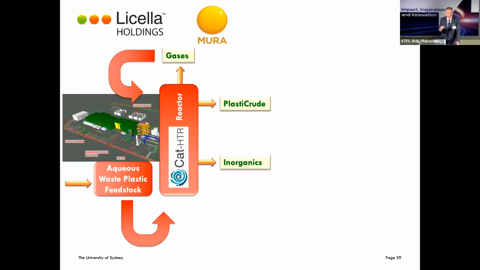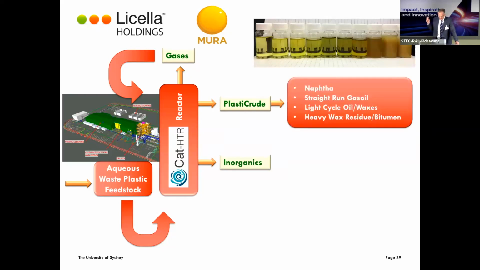So we can do all sorts of things. Yes, aluminium coated plastics, chip packets, no problem. Nobody else can do that. That's what comes out. 4 streams: naphtha, straight run gas oil, light cycle oil waxes, and the heavy residue. And they are all tradable, and we can incorporate them into refineries as they are.